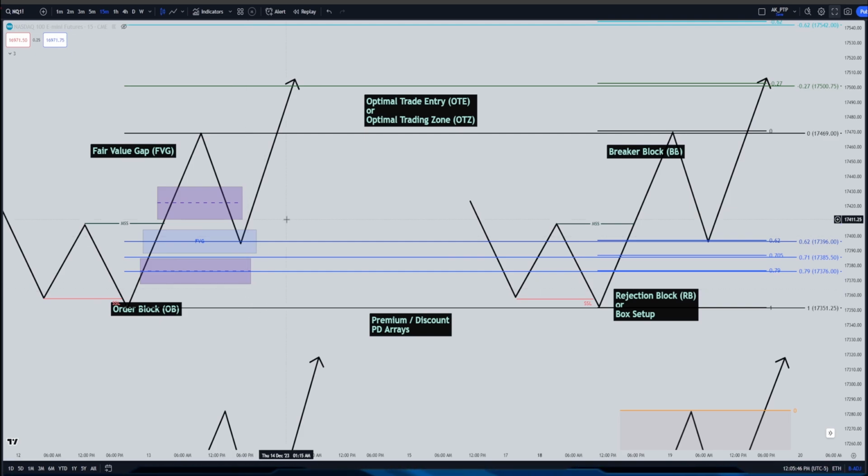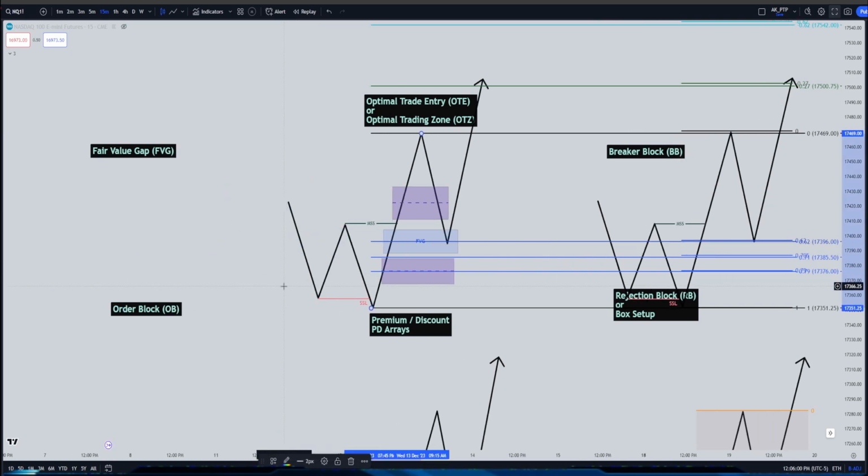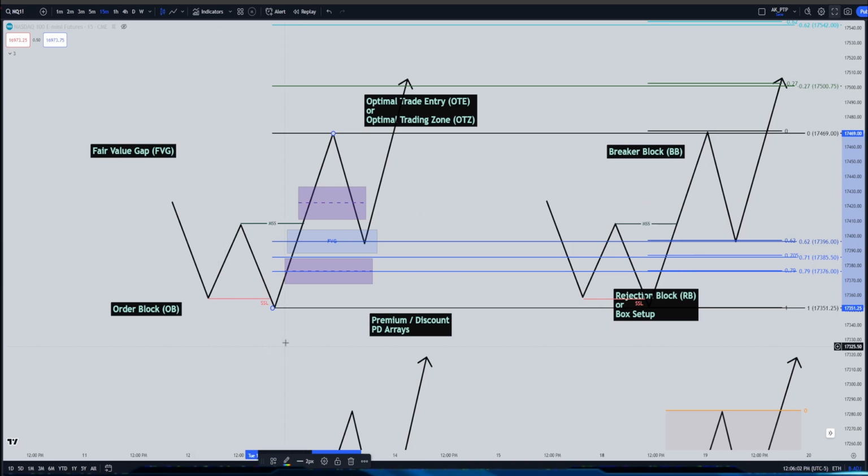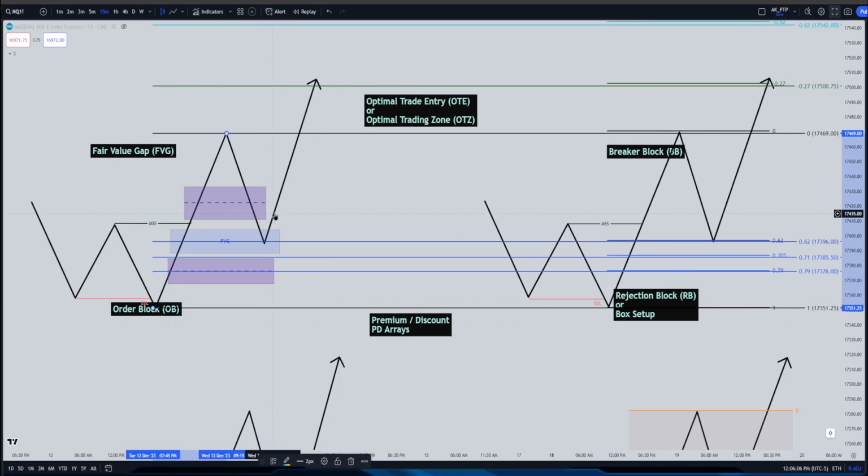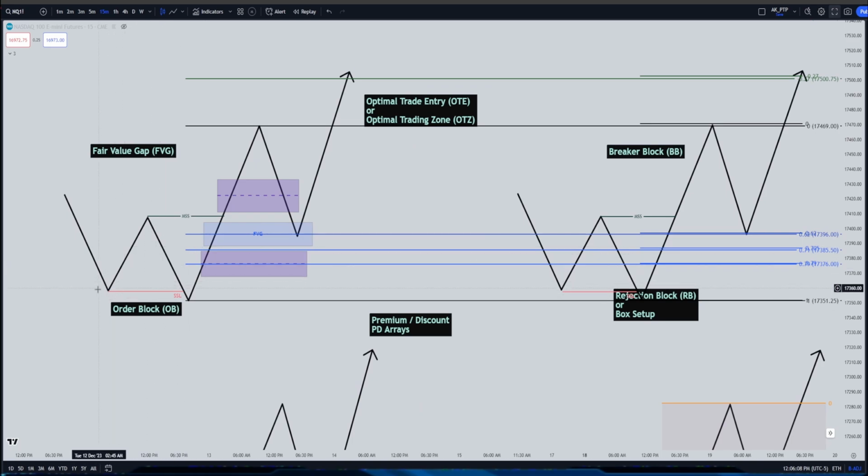Okay, and also if your breaker block is aligning there, that's one confluence, two confluences, three confluences, and your premium discount makes four confluences together. So this sort of entry will be your high probability entry. Of course, you first need that sell side liquidity or some major swing lows, something like that. Mostly you want to mark your higher time frame liquidity levels.